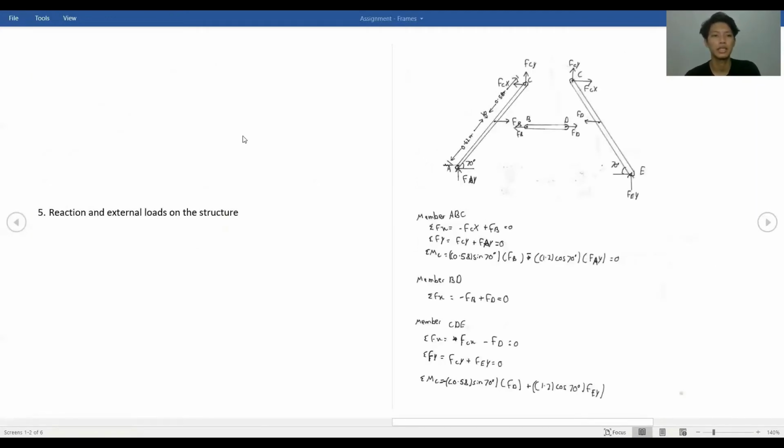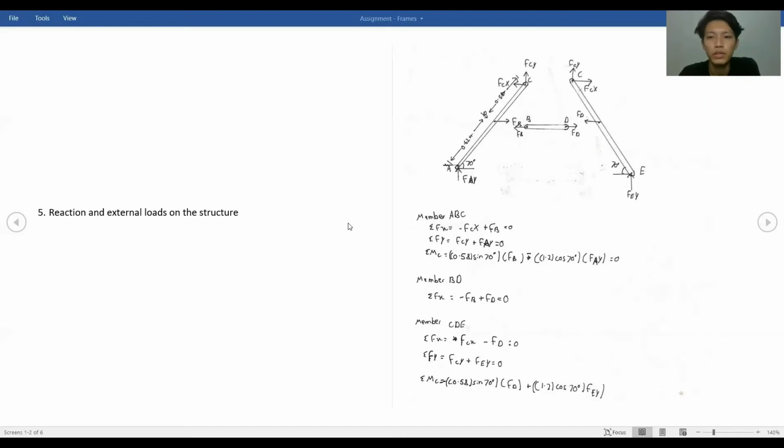Here, direction and external load on structure. Here I do some calculation about how to find the member ABC, member BD, and member CDE. First, for member ABC, we calculate the total of Fx and then total of Fy and use the total of moment at C.